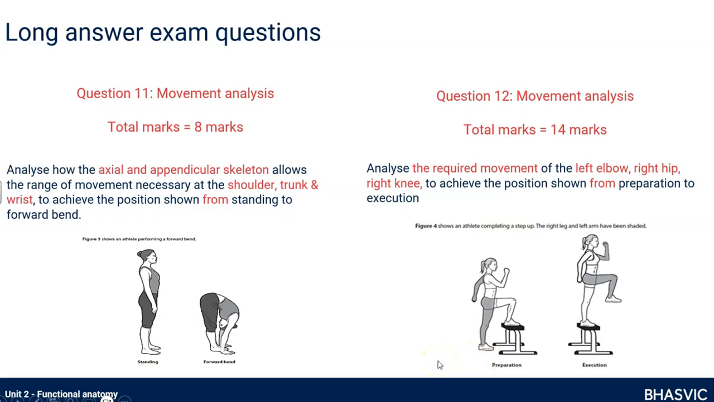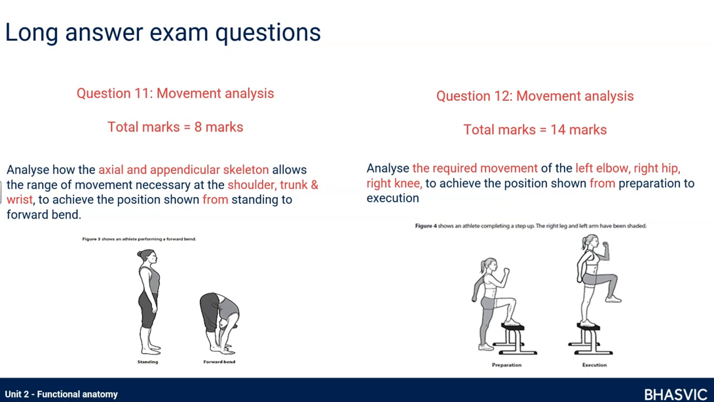So question 11 on the left is a movement analysis question. It gives you an image of an athlete doing something. It typically will give you some written text to describe it. And then it specifically phrases the question in this way, and it's always phrased in this way. So it says, analyse how the axial and appendicular skeleton allows the range of movement necessary at the shoulder, trunk, and wrist to achieve the position from standing to forward bend. The trunk means the sort of back.